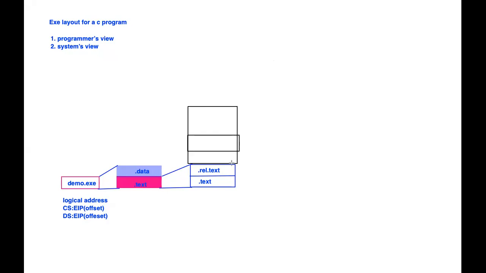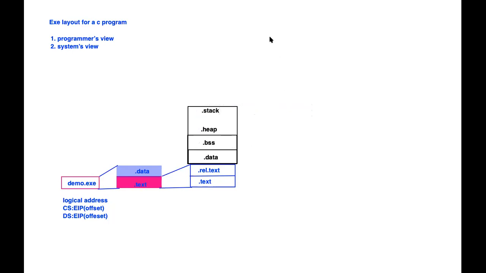I just wanted to build some quick ones here. The first section will be called the .data section. The second one is called the .bss section. The third section is called the heap section. And the fourth section we call the stack. So these are the four major sections of a programmer's view.